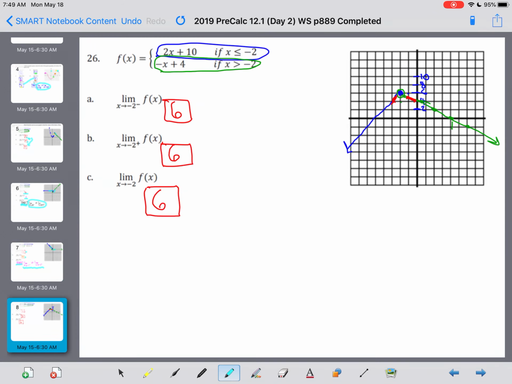And then finally here, a couple of lines. They both meet at this point. One's solid, one's open. And again here, I did have to do a scale of 2 because of that darn 10. So I went up. My vertical scale was 2. My horizontal scale was 1. And again, from the left, I get 6. From the right, I got 6. So approaching that number itself, we get 6.